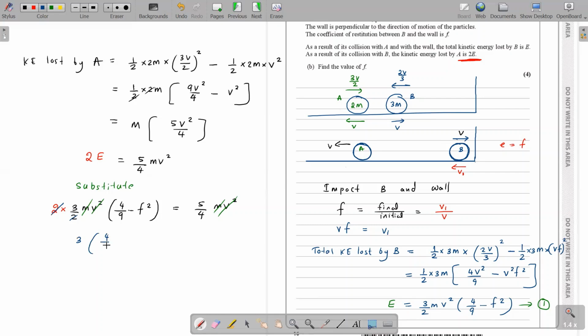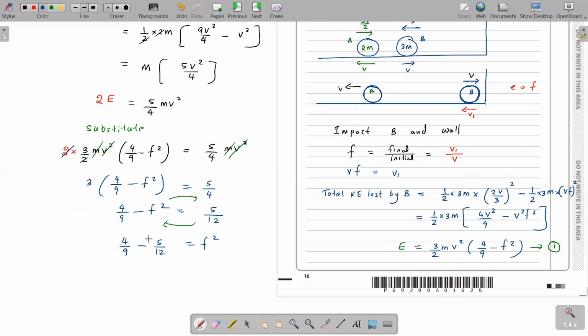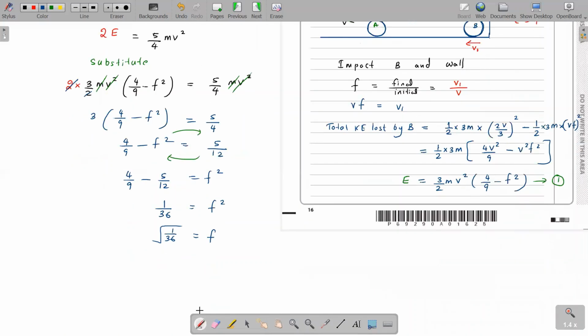I get 3 times 4 over 9 minus f square equals 5 over 4. We can take the 3 to the other side, or you could open the bracket entirely, up to you. I'll take it to the other side. 3 goes as a division, 5 over 12. So I'll take the negative f square here and I'll take this here. I want to find the value of f. 4 over 9 minus 5 over 12 equals f square. This is okay. So 4 over 9 minus 5 over 12 gives me how much? 1 over 36. Equals f square, which means f is root 1 over 36, which is 1 over 6.